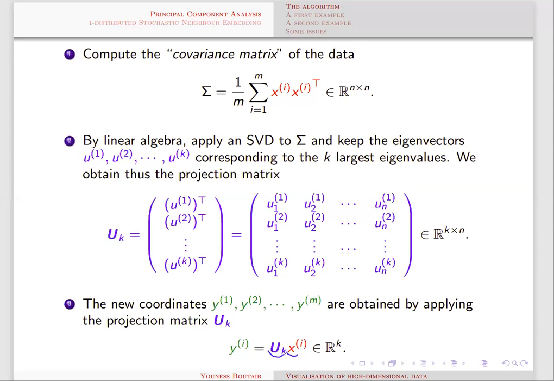to obtain those low dimensional vectors yi that we can then use either to analyze the high dimensional data set xi or to speed up a machine learning algorithm running on that data set, or to simply visualize the data if the low dimension k is smaller than 3.